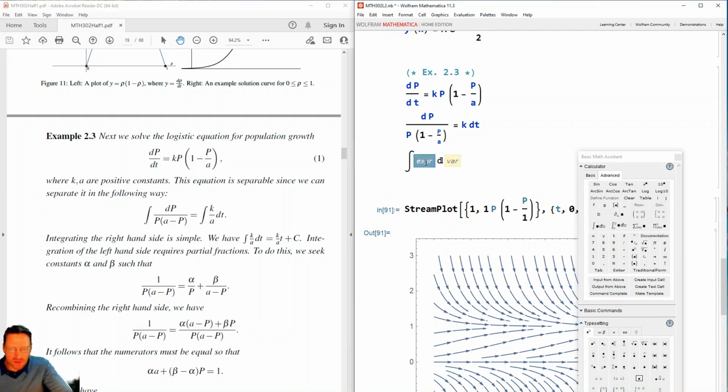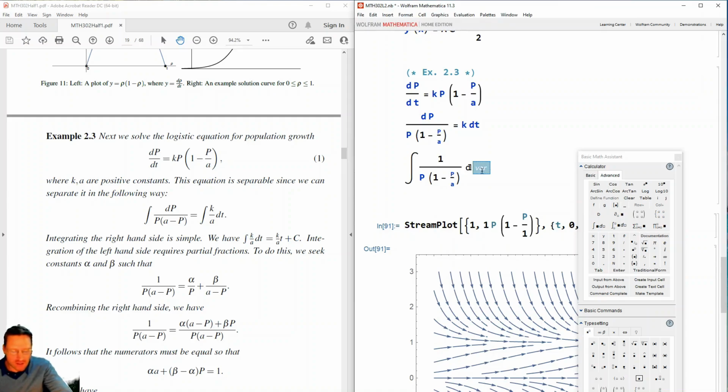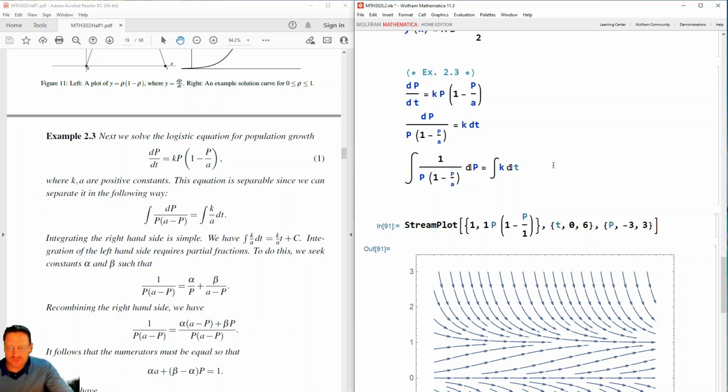So take this, I'll put it on the left, put a 1 there, and then with respect to p, this is equal to the integral of k with respect to t. Now that integral on the right-hand side is really easy. We just have kt plus c. The left-hand side is a little bit more tricky. So we need a technique called integration by partial fractions, which I'll show you a few more examples of in next week's recordings. So we'll go over integration techniques in more detail next week.